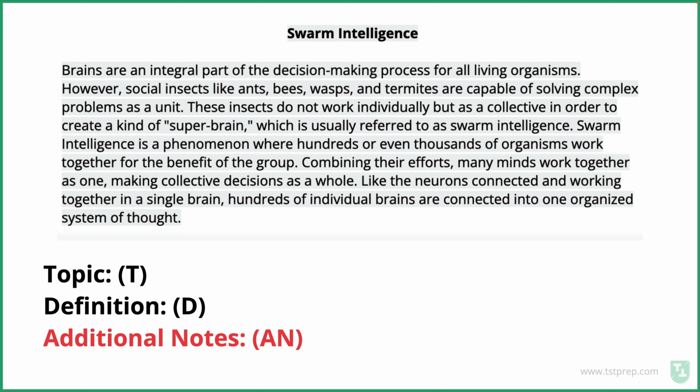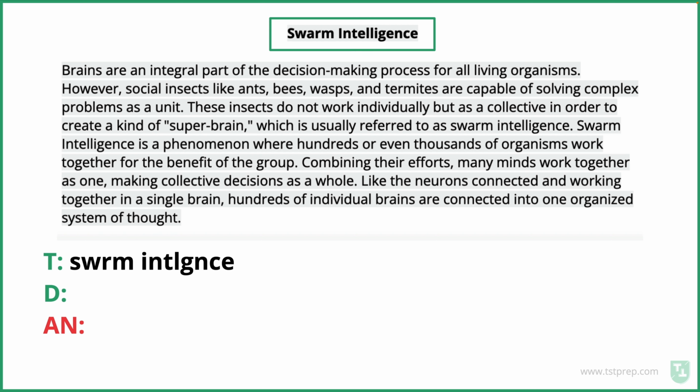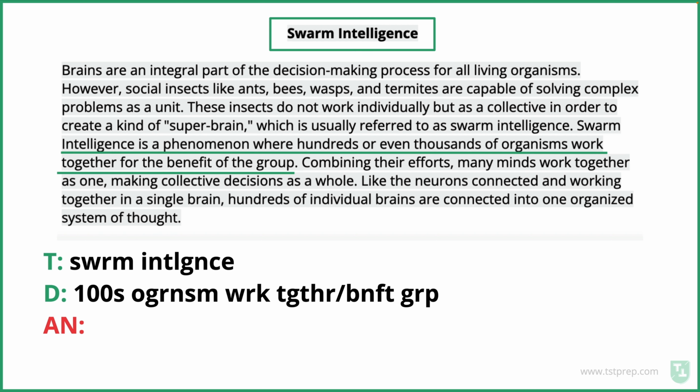I have this part highlighted in red that says additional notes. You can put additional notes, other things that you think are helpful from the reading passage, but it's not necessary. All you have to do is write down the title and what it means. So swarm intelligence, the topic, and then the definition: hundreds of organisms work together to benefit the group.